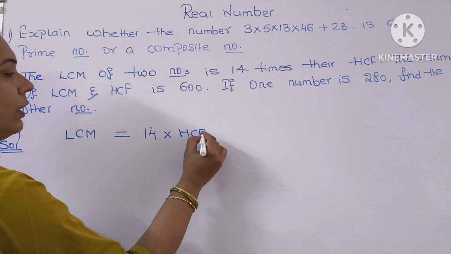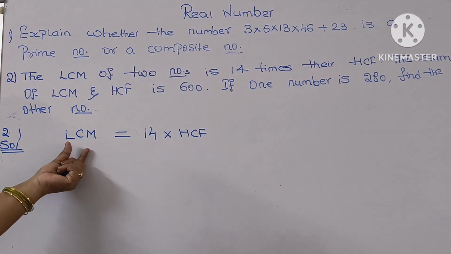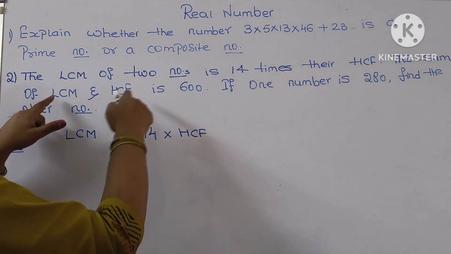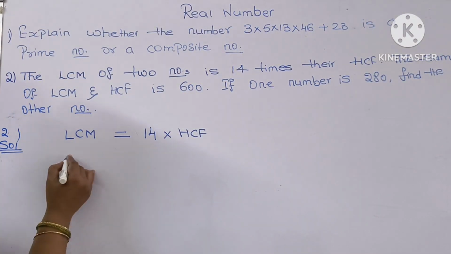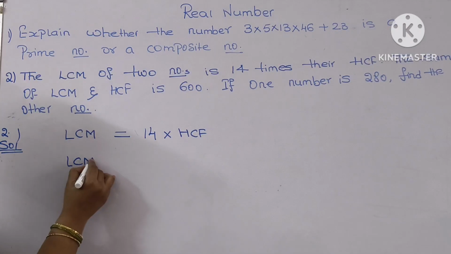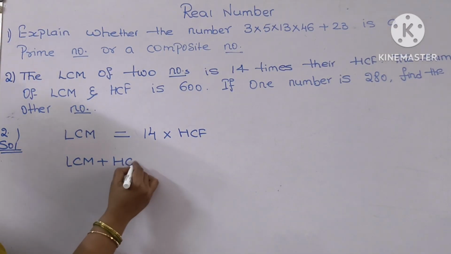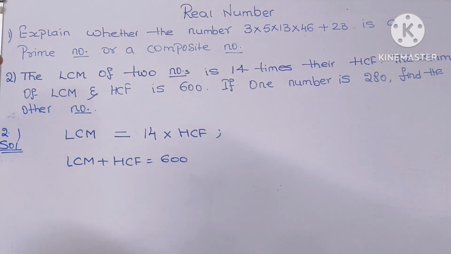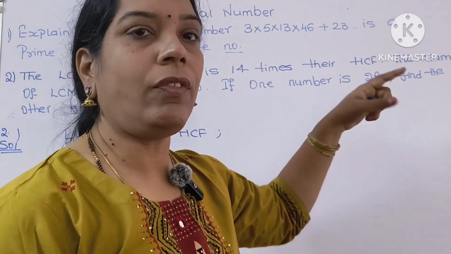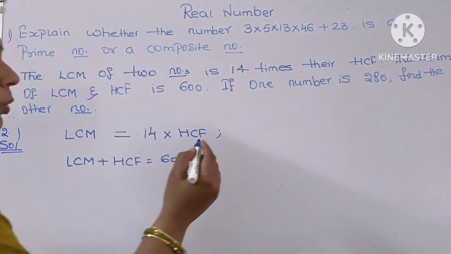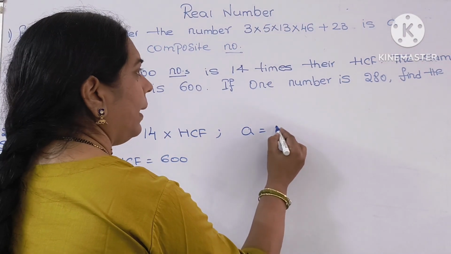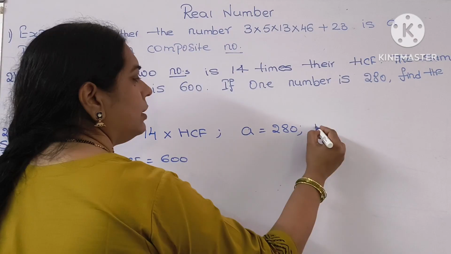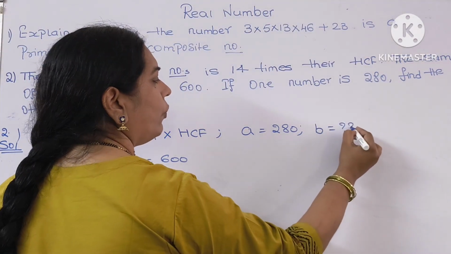So how can you convert the given condition into an equation? LCM equals 14 multiplied by HCF. Then the sum of LCM and HCF is 600, so LCM plus HCF is 600. And one of the numbers is 280. We know in HCF and LCM there will be two numbers, A and B. Let me call A as 280. He is asking to find the other number, which is B.